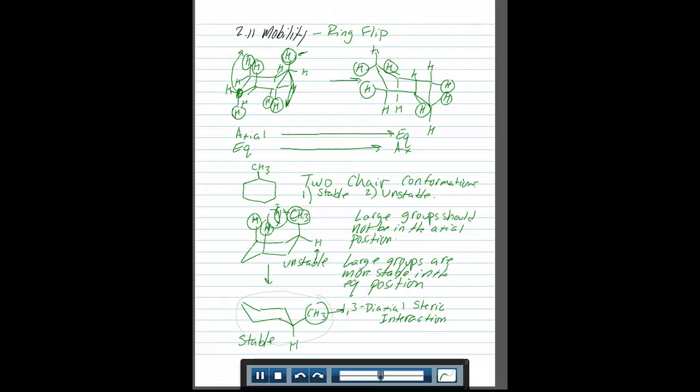So to alleviate these diaxial interactions, you want the biggest groups, or if you have more than one group on your molecule, you want the majority of the groups to be in the equatorial position. So that's why this ring flipping is very important, because it puts your molecule from a least stable molecule to a more stable molecule. So this is actually how methyl cyclohexane exists in nature. The methyl group is sticking out in the equatorial position, and you have your cyclohexane in the chair conformation.